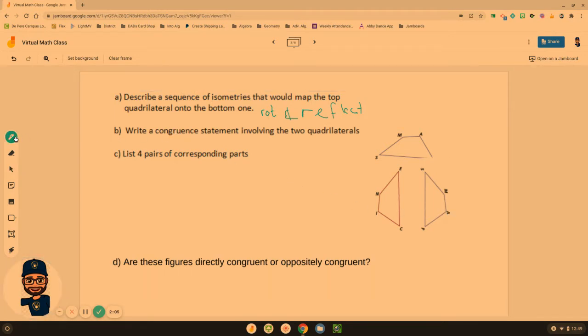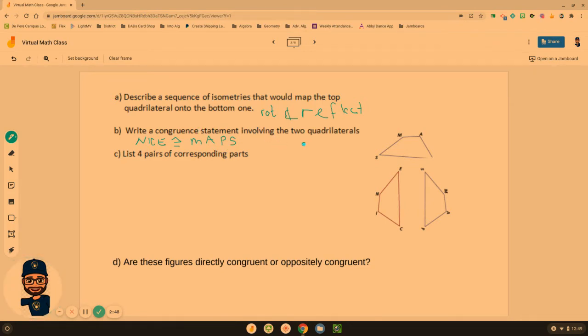And so we've got to write this congruency statement. Let's start with quadrilateral N-I-C-E. Nice. It's a good pun. Hope you were laughing. That quadrilateral is congruent to which one? Well, N matches up with M, the I matches up with A, the C matches up with P, and the E with S. So quadrilateral NICE is congruent to quadrilateral MAPS.